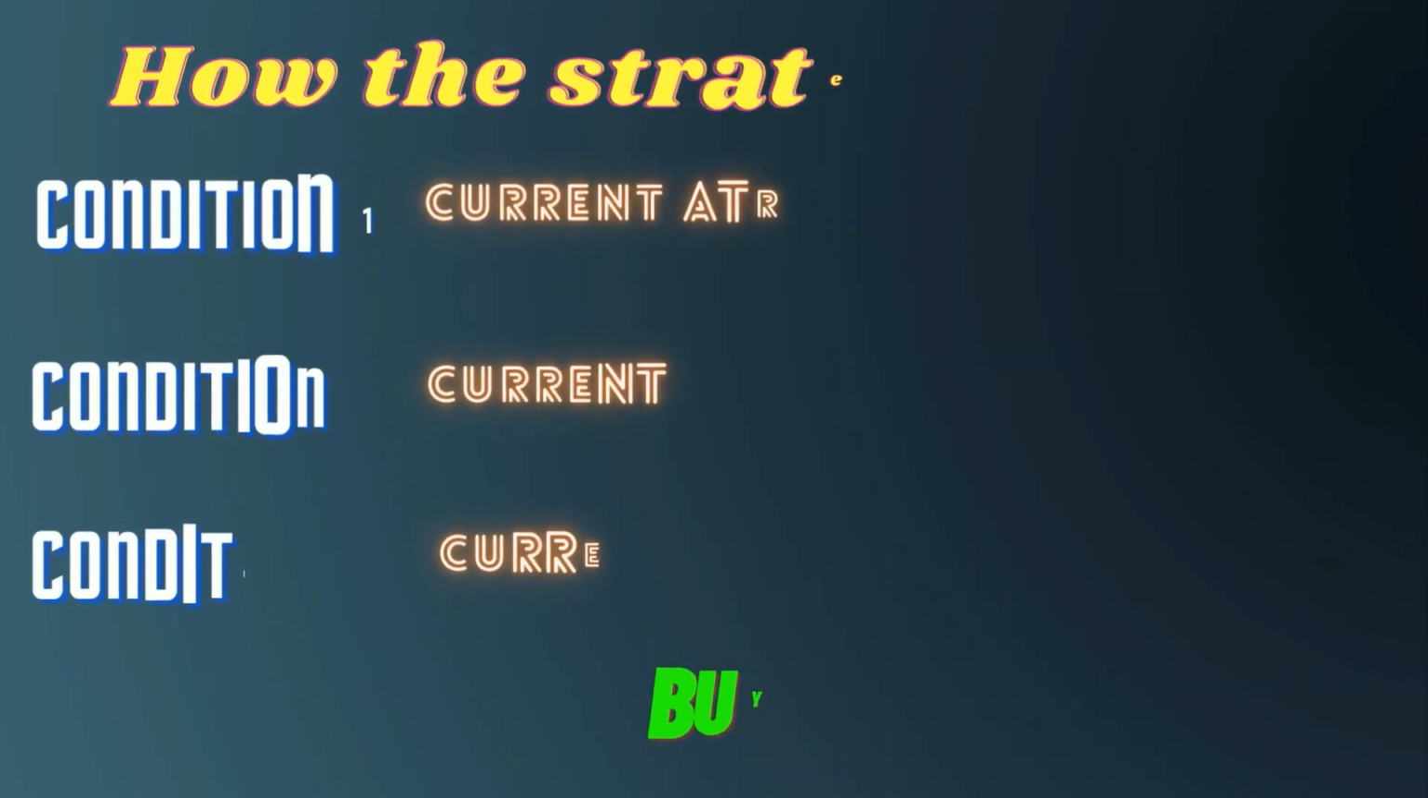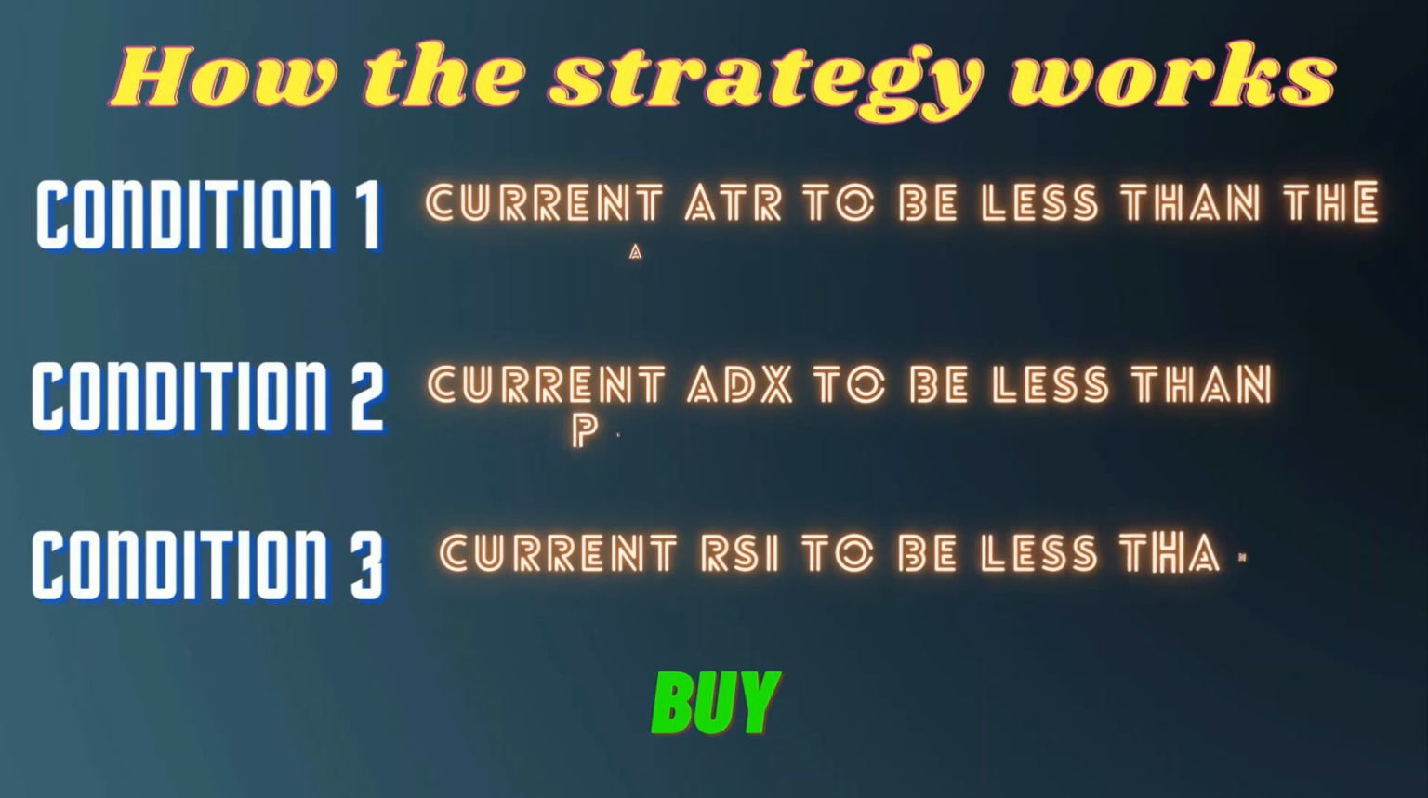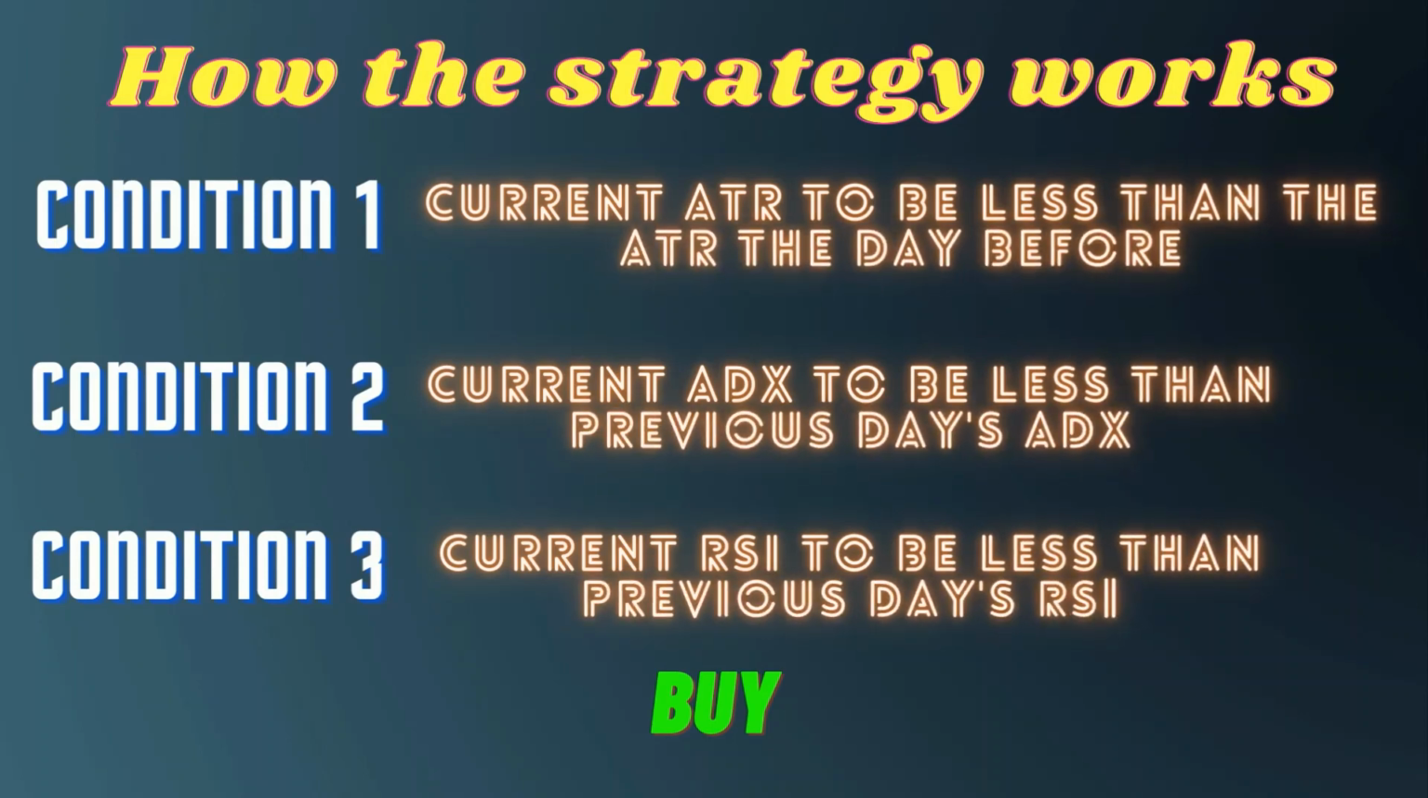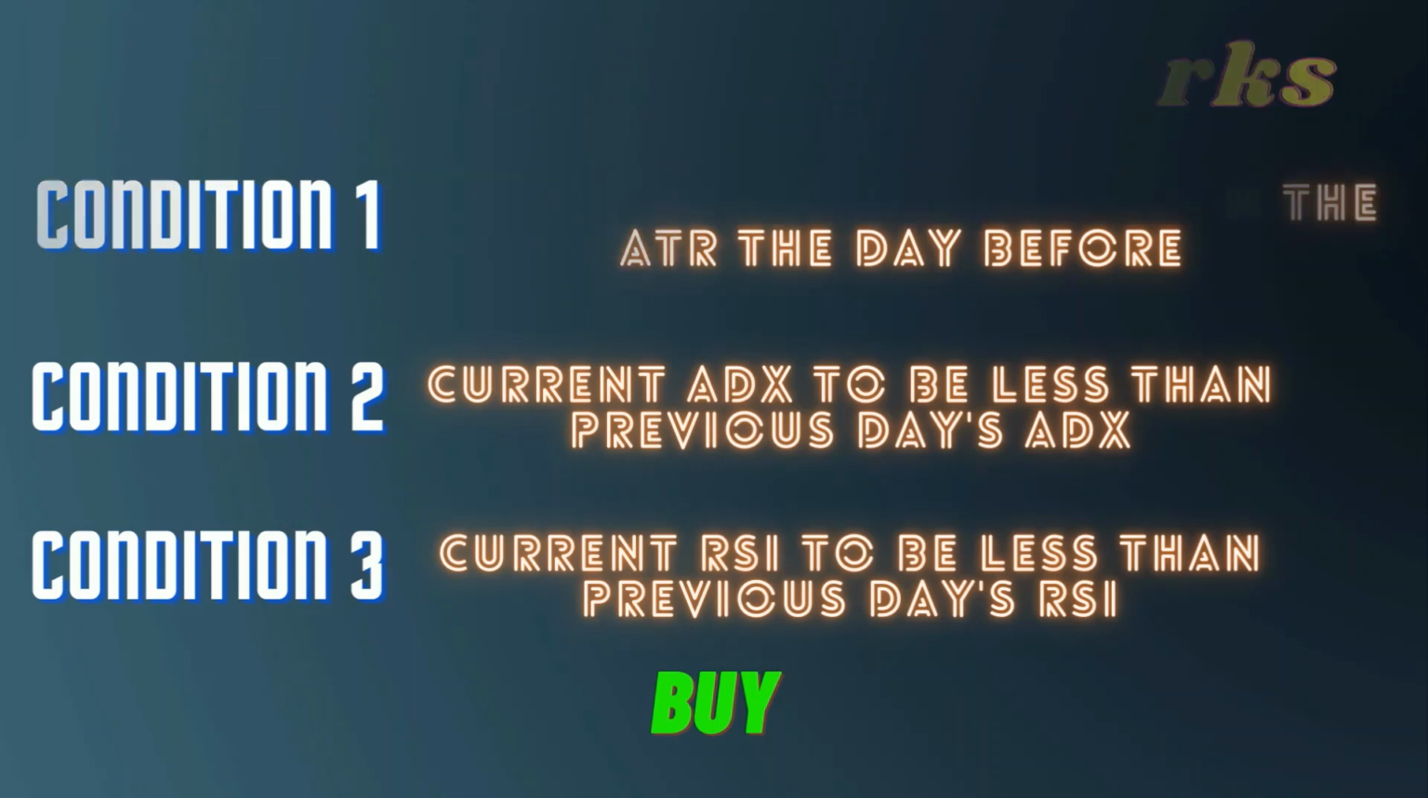So how does this strategy work? There are three conditions here. Condition 1 says that the current ATR value has to be less than the value of ATR the day before previous day. Condition number 2 says that the current ADX value has to be less than previous day's ADX value at closing. And condition 3, current RSI value has to be less than previous day's RSI value at closing. When these three conditions are met, we buy the stock.